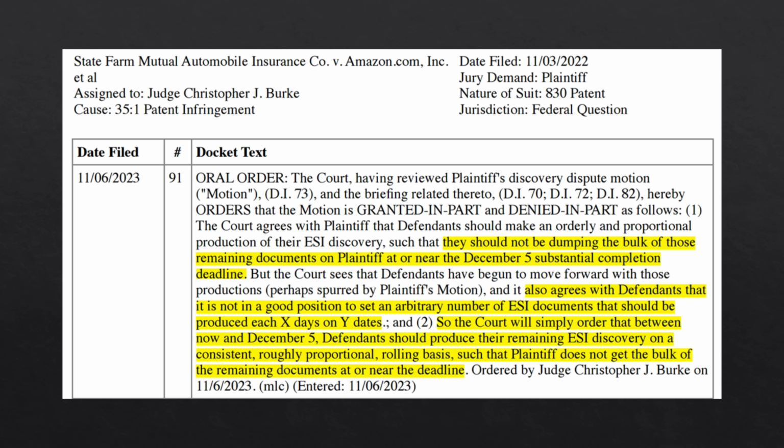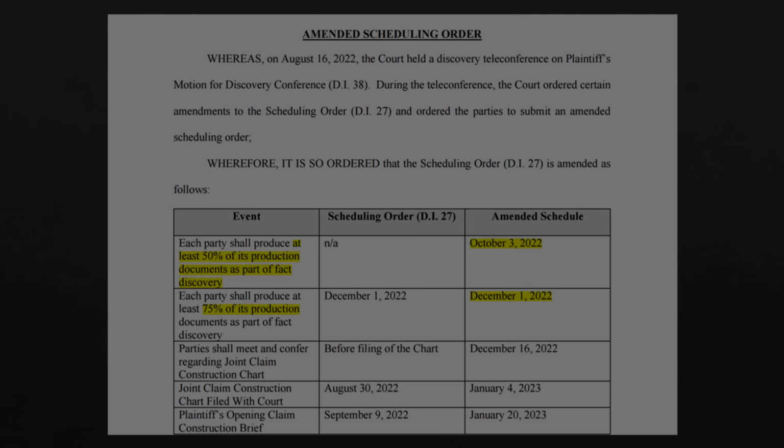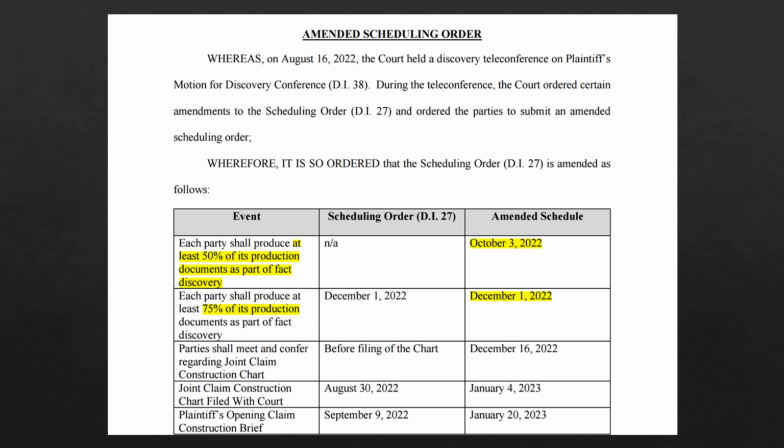So that's how discovery is supposed to go. It's supposed to be rolling. So a constant flow of little bits. It's not supposed to be big dumps and then nothing and big dumps and then nothing, but ongoing. So through the process, if there's an issue like that, and that's where these motions to compel came in, to get that discovery in.